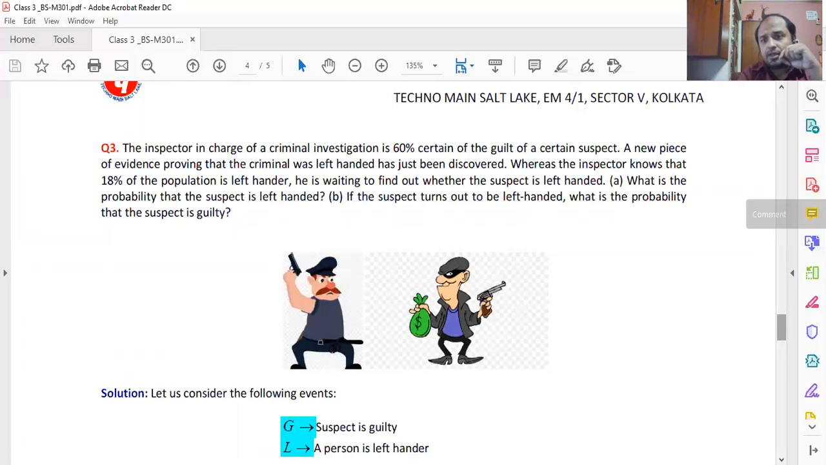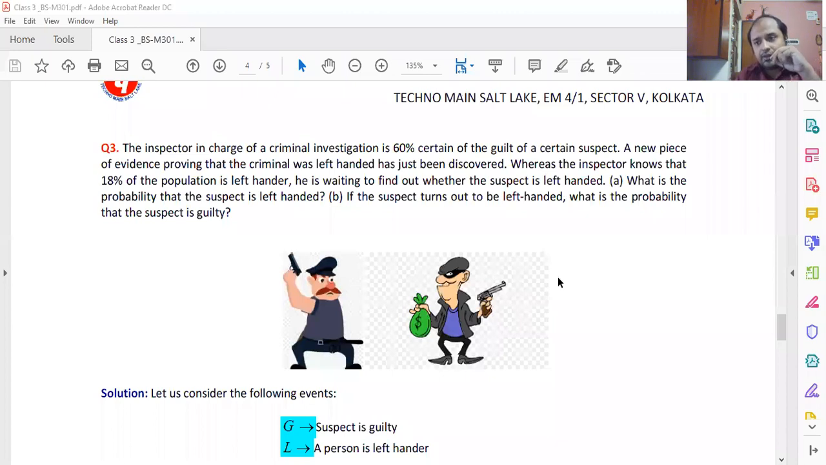Aman Kumar Chaudhary raised his hand. You want to say something? You can unmute yourself. I'm already done with my class. Aman raised his hand. You want to say something, Aman? No, okay sir. Okay. Thank you.